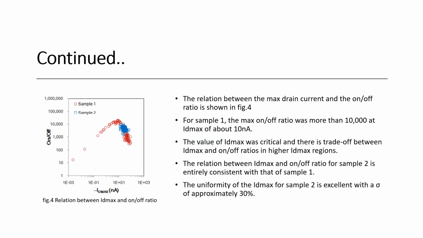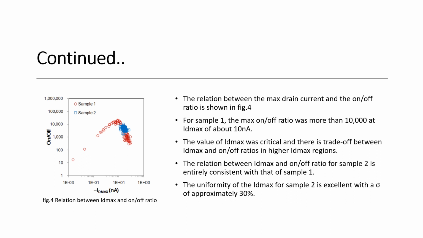The relationship between the maximum drain current and the on-off ratio is shown in figure 4. For sample 1, the maximum on-off ratio was more than 10,000 at ID max of about 10 nanoampere. The value of the ID max was critical and there was a trade-off between the ID max and the on-off ratios in the higher ID max regions.